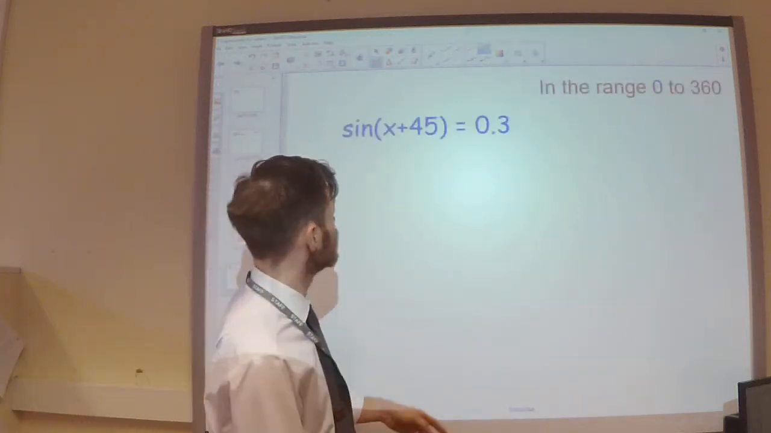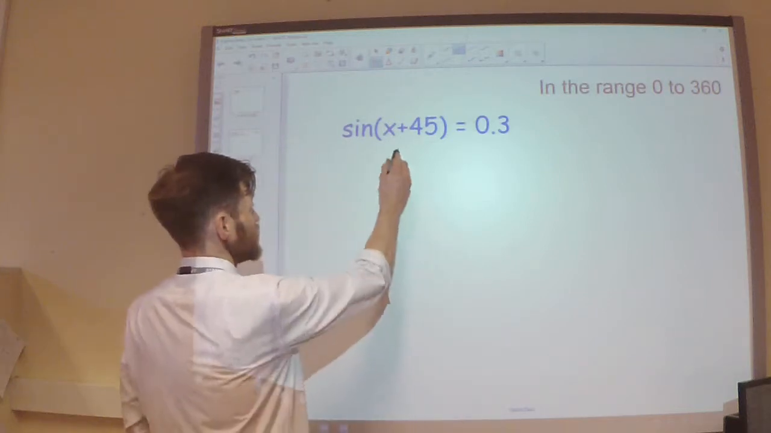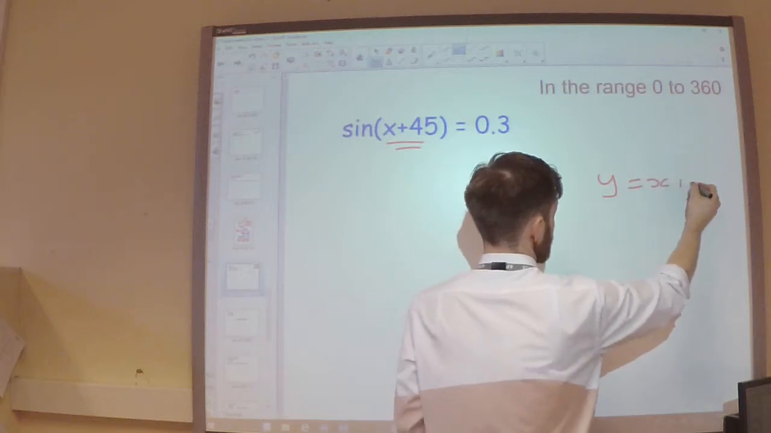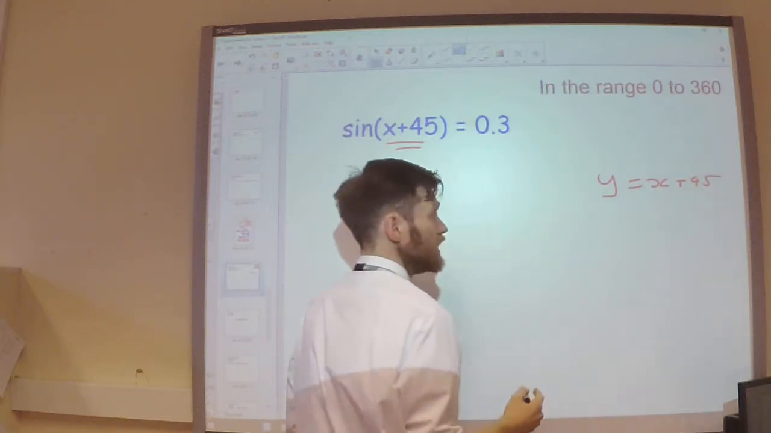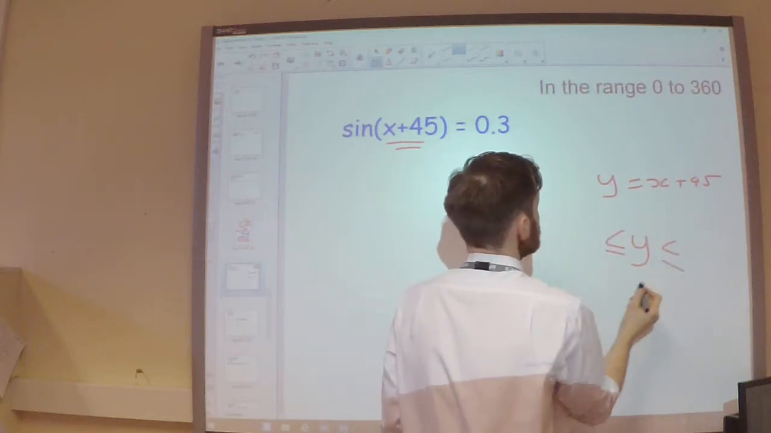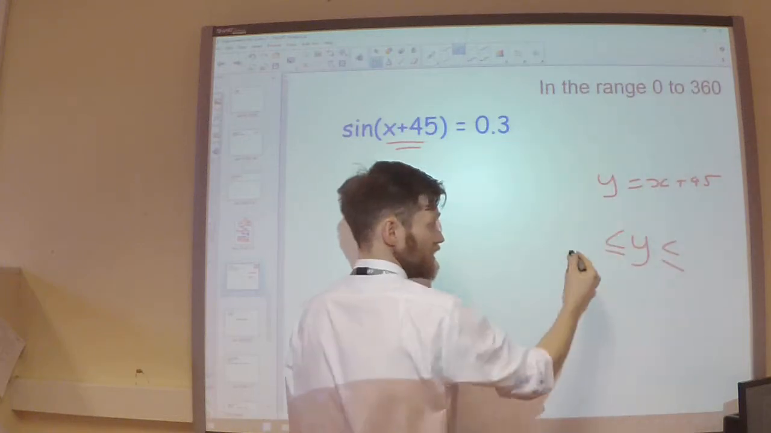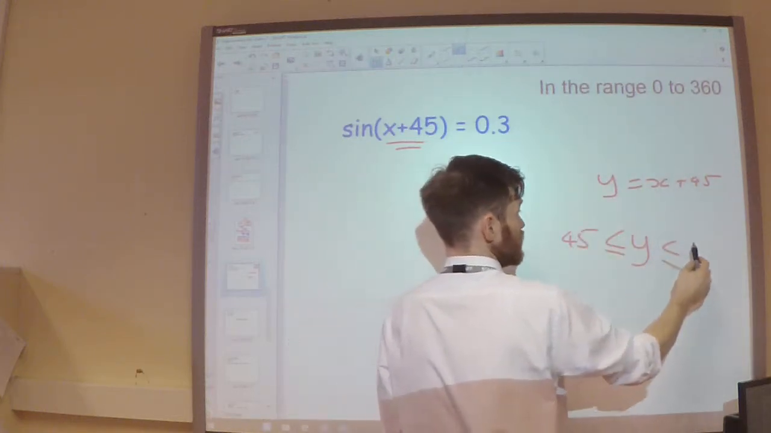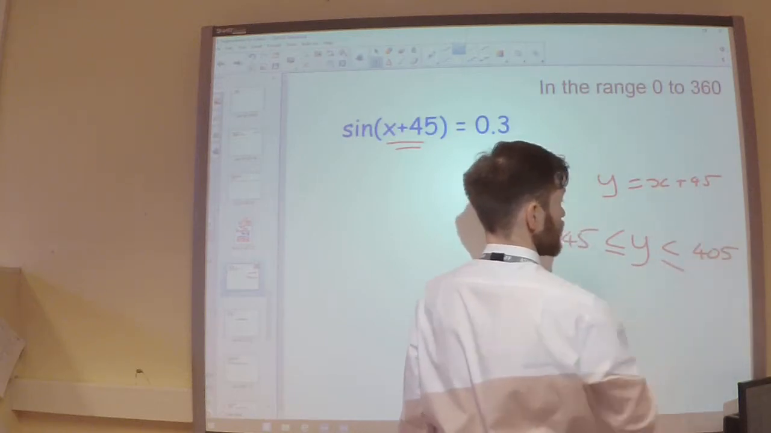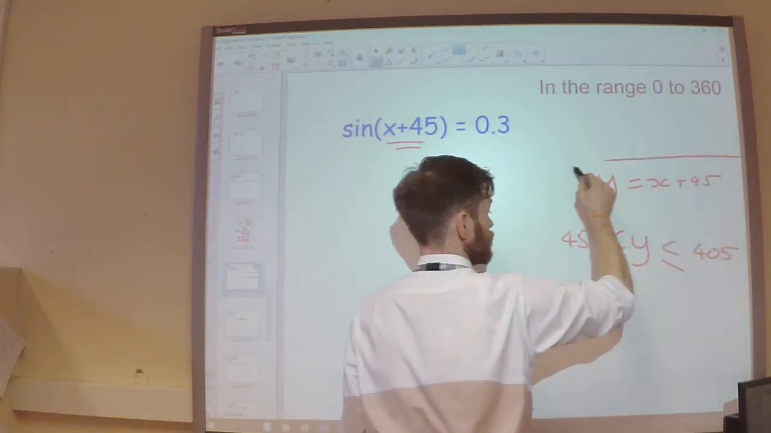Next, this one here. Same process. I'm going to make a substitution, and the substitution I'm going to make is that y is equal to x plus 45. I'm going to need to change the range. So my new range, I'm adding 45 to both of these. So my new range is going to be from 45 up to 425. Adding 45 to here and adding 45 to there.